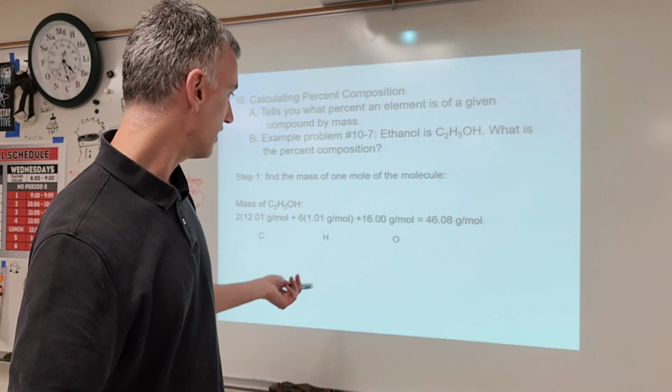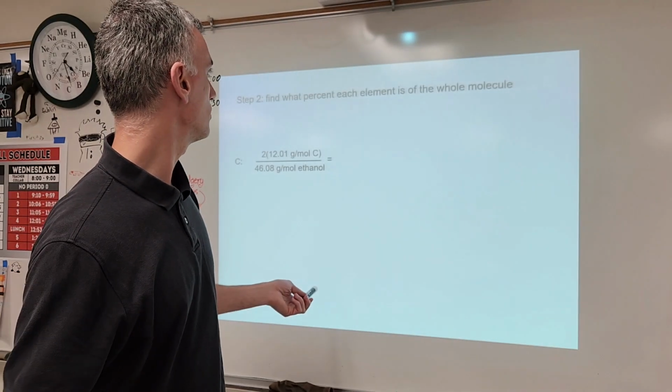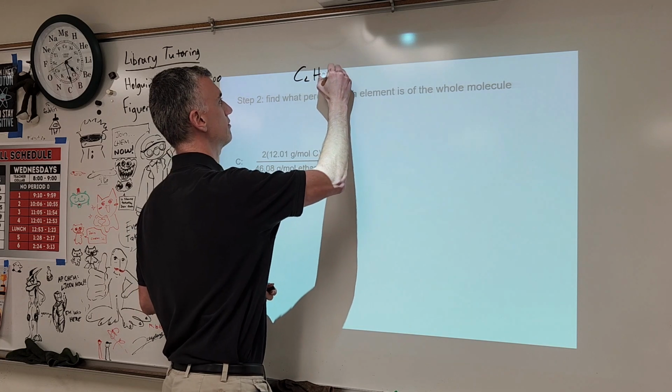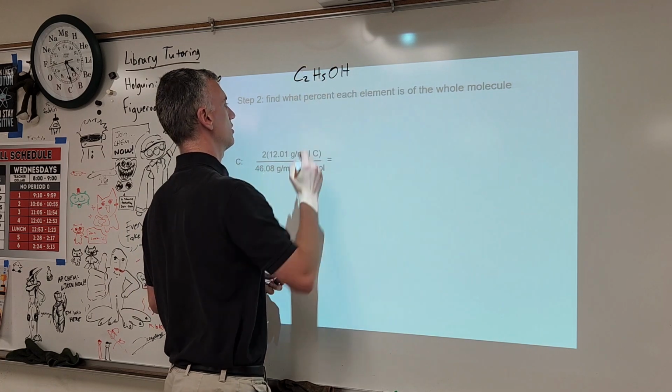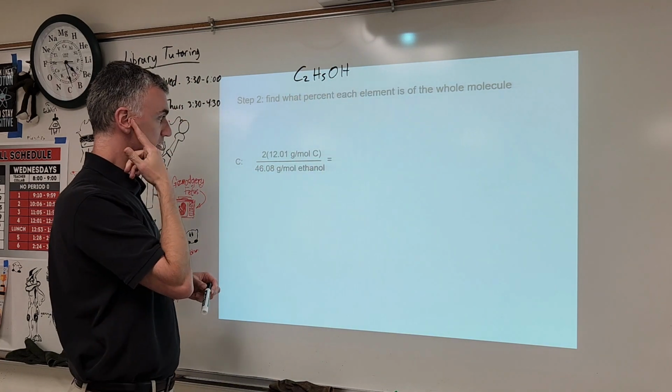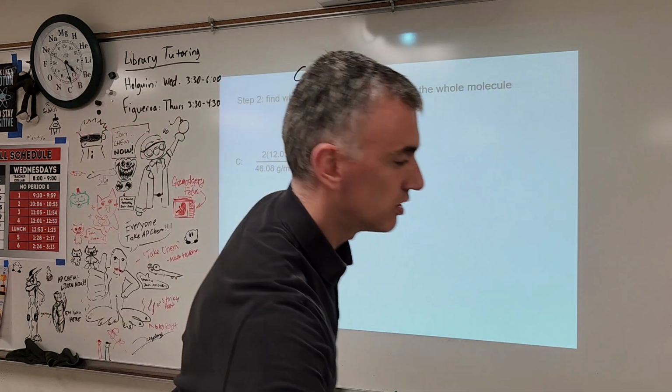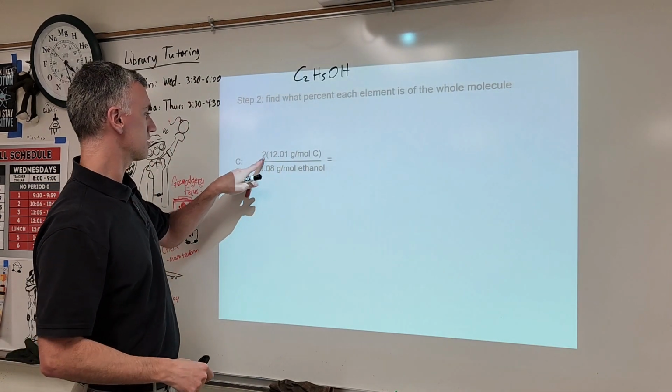Once you've done that, the next step is to, for the element, I just realized it's not written there, so C2H5OH. There we go. What we're going to do is see, for example, carbon. What percent is carbon out of the total? And the answer is, look at this. Does it make sense?